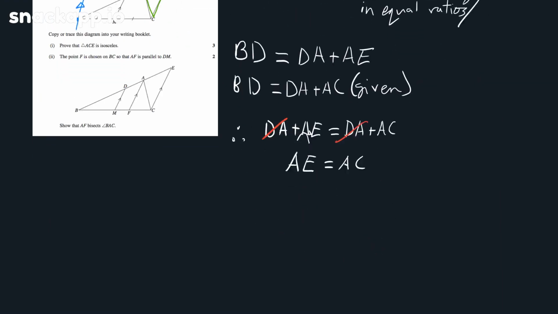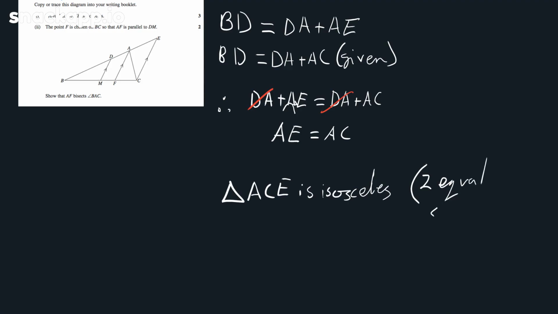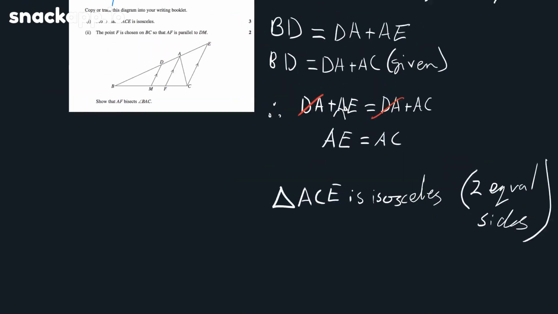And that's all we need to do, because then we can say that triangle ACE is isosceles because, and the reason is important for these questions, there are two equal sides. Okay, let's move on to the next question.